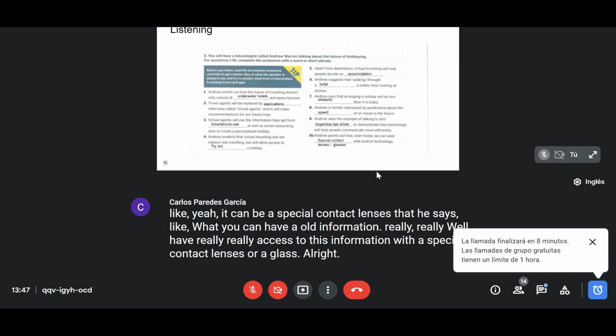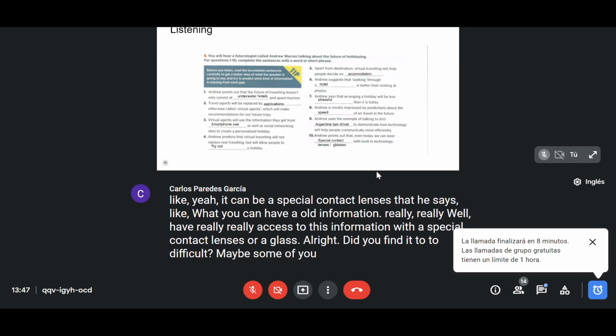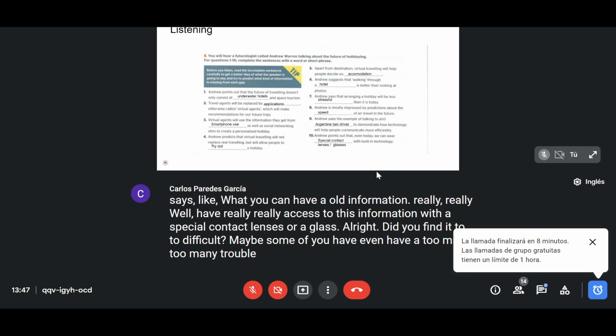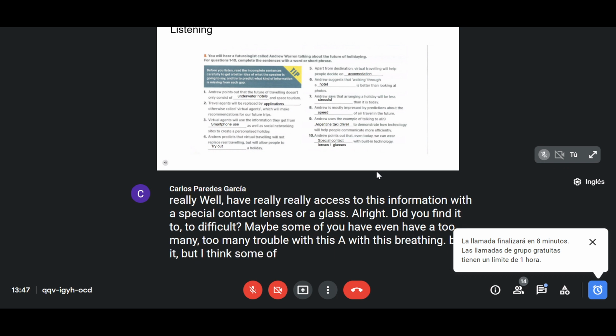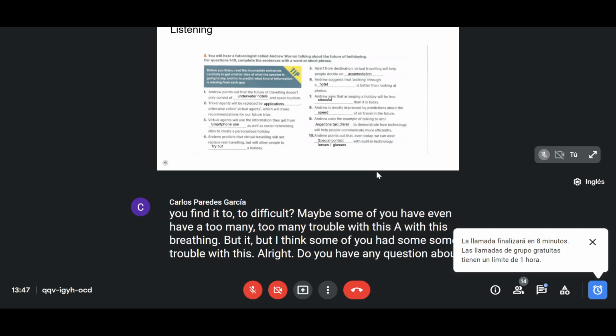Did you find it too difficult? Maybe some of you didn't have too much trouble with this reading, but I think some of you had some trouble with this. All right. Do you have any question about anything?